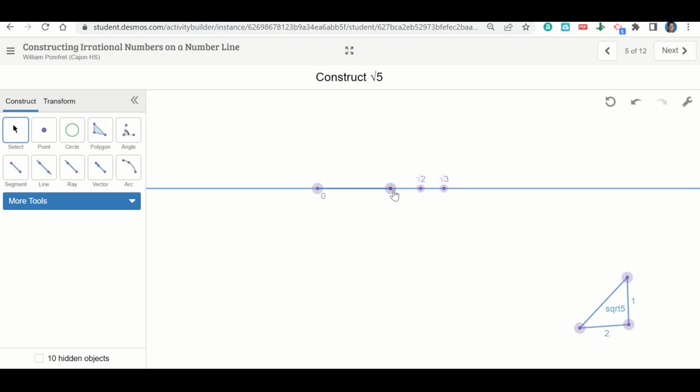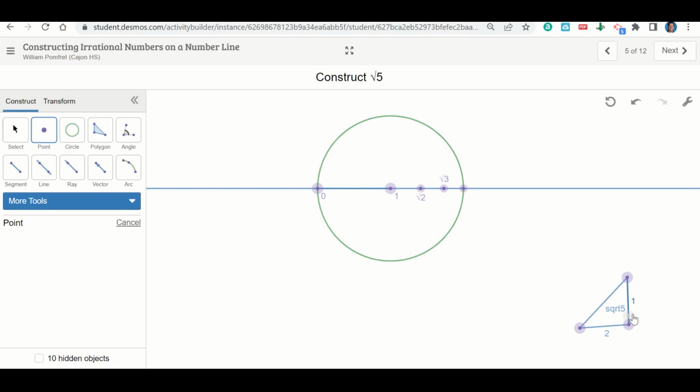So now all I need to do is find where 2 is. Well, if this distance is 1, then if I copy that distance over here, it would be 2. So what I'm going to do is I'm going to use the circle tool and go from 1 out to 0 here. So I have a radius of 1 here and a radius of 1 here. So this point here, where the circle and the number line intersect, that point should be exactly 2. So now I have my 2.